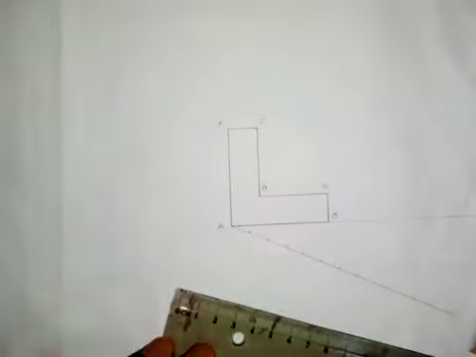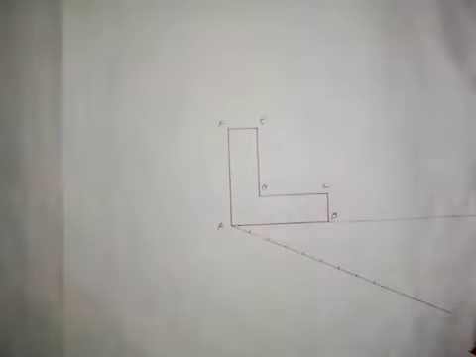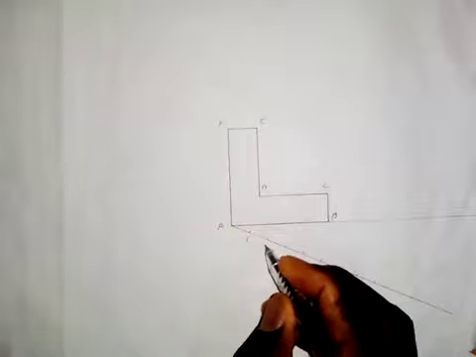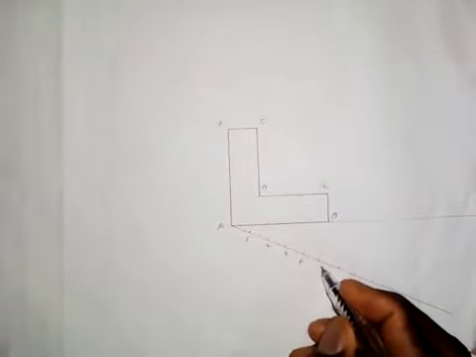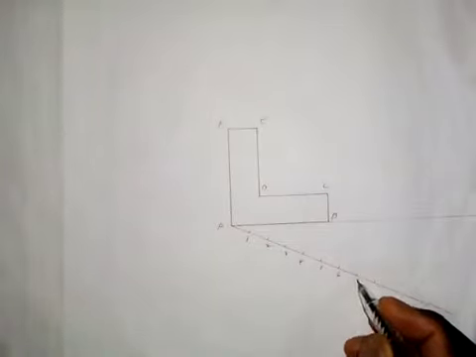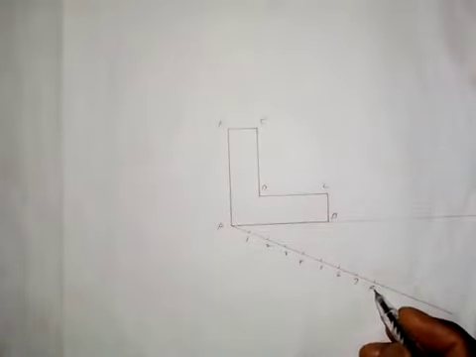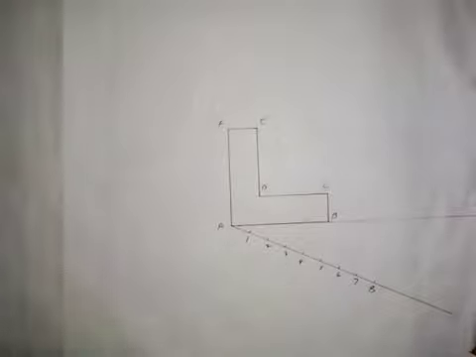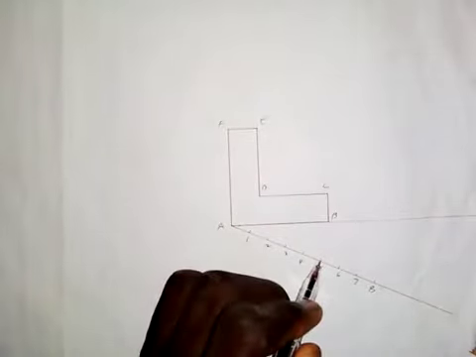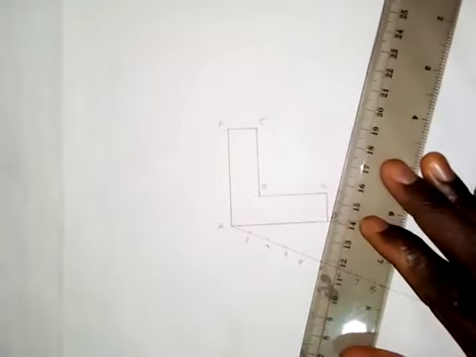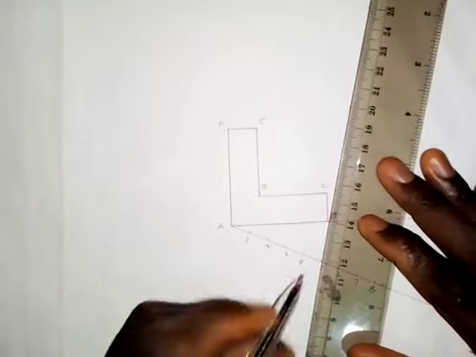Okay, with what I've done here, I'm going to number this. So this is 1, this is 2, this is 3, this is 4, 5, 6, 7, and 8. Now I'm going to join this point 5 on this line to point B like this.